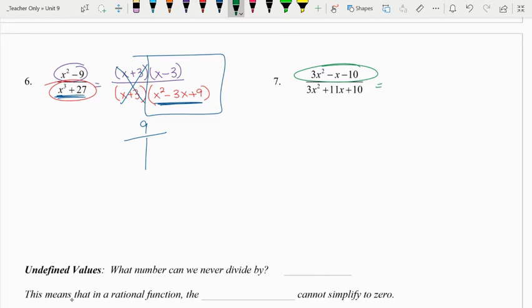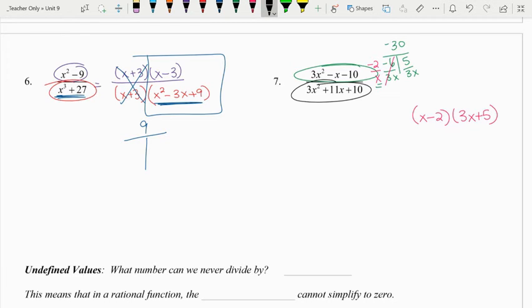So we can t-chart that top part. This gives me negative 30 when we do first times last. And what multiplies to negative 30 and adds to negative 1? That would be negative 6 and 5. And we put a 3 and an x in the denominator. This time, the left side cancels. We get a negative 2 and an x. So our numerator right now is x minus 2 and 3x plus 5.